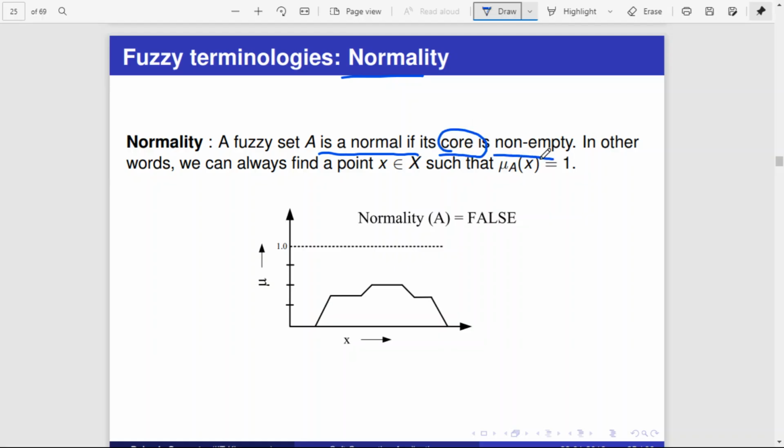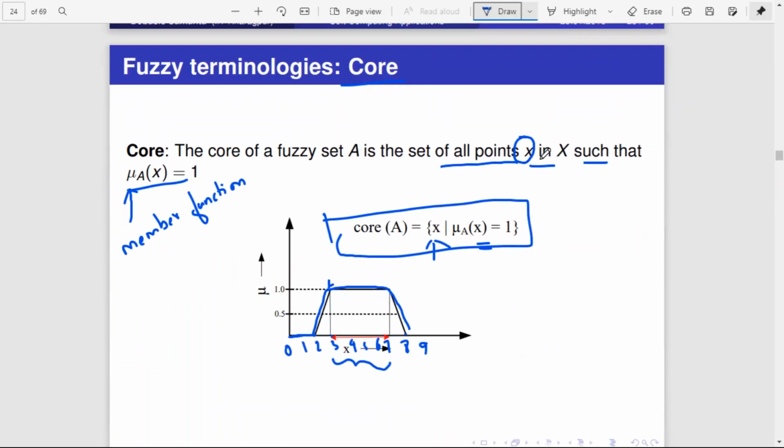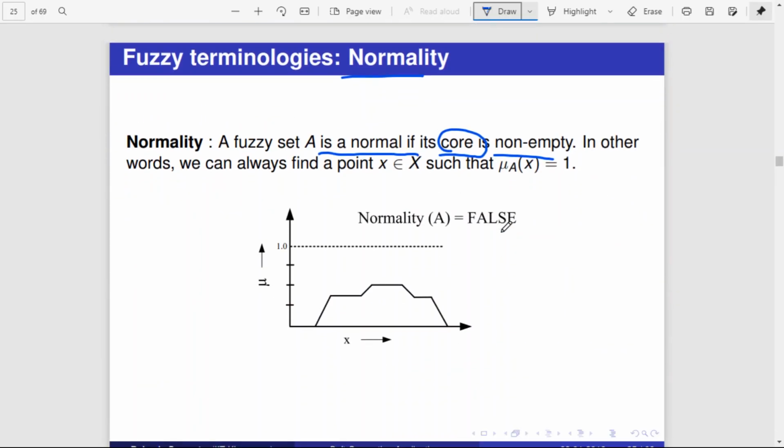What is core? In the previous slide we have discussed. The core of a fuzzy set A is a set of all points x such that mu A of x, that is the membership function of x, is equal to 1. Now we are discussing normality. A fuzzy set is normal if its core is not empty, that is, if it has at least one value in the core.